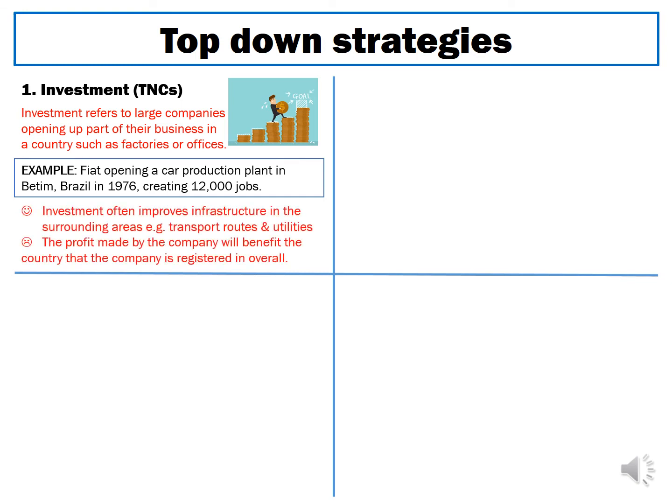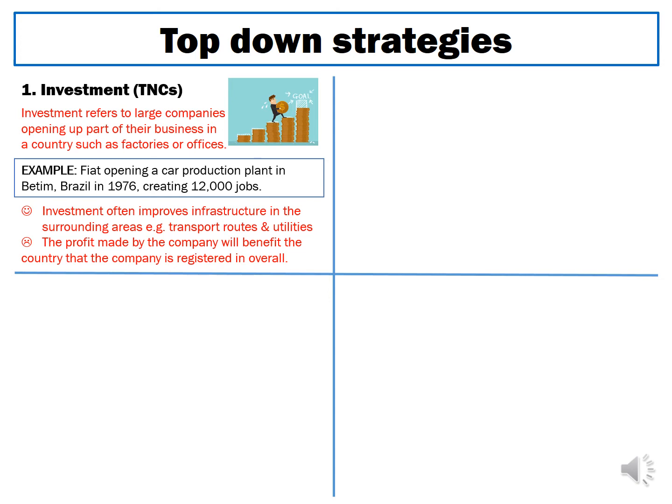Now, an advantage of investment is it often improves the infrastructure in the surrounding area, so things like transport routes or utilities like gas and electric. It wouldn't be very useful for a company like Fiat to open their car production plant but then not be able to transport or export their finished product due to the roads around their plant being so poor. So investment of this kind often improves the whole area around the business that is opening up.